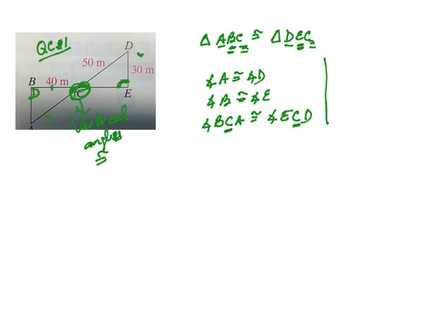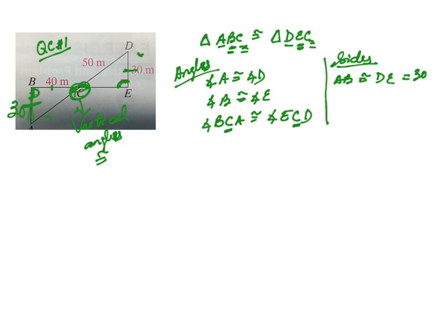Oh, hold on, let me fix this. And you have to list the sides. Side AB is congruent to side DE. AB, this side right here, DE, meaning this is 30 as well. That equals 30.